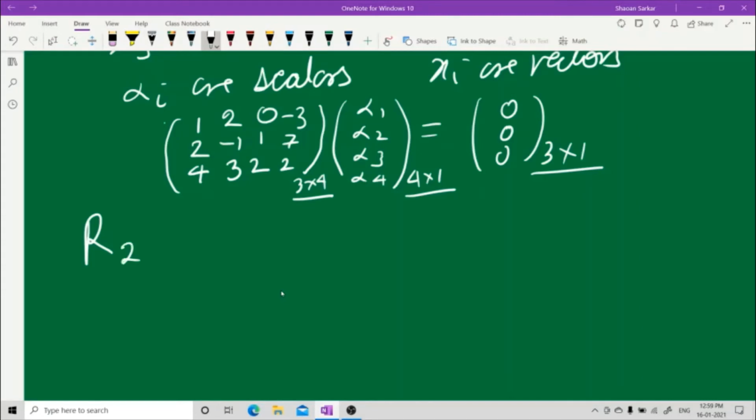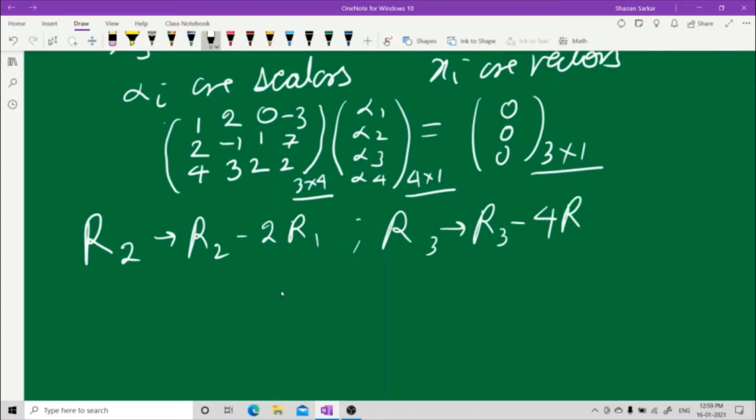R2 is R2 minus 2R1. Then R3 is R3 minus 4R1. Now this is the story for you. Now do one thing. This is 1, 2, 0, minus 3. Then this is 2 minus 2, this is 0. Minus 1 minus 4 is minus 5.